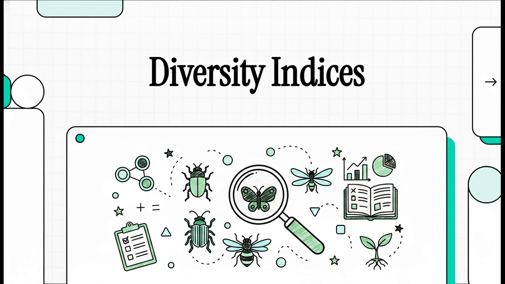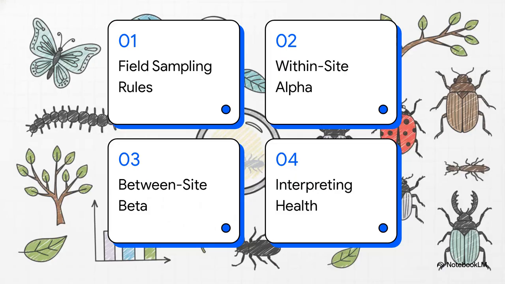We are going to take 12 kinda daunting ecological diversity indices and turn them into a totally practical, ready-to-use toolkit for your entomofauna field data. We'll break these equations down so they're intuitive, accessible, and honestly, just a whole lot more manageable. Here is the roadmap for how we're going to do it. First, the rules of field sampling. Then, we look at within-site alpha diversity, followed by between-site beta diversity, and we'll wrap up with interpreting ecological health.